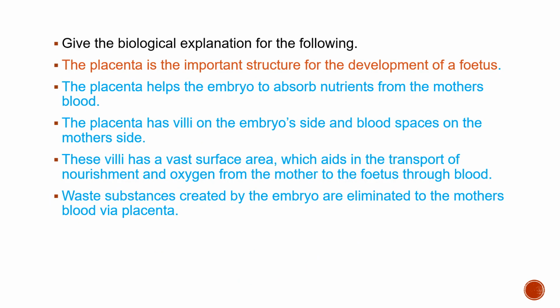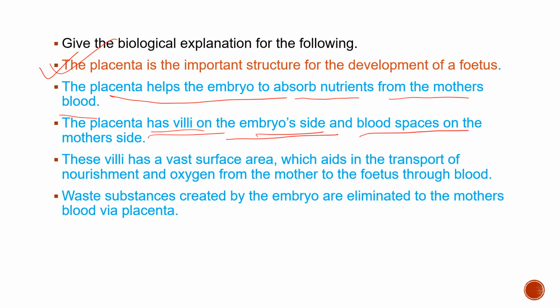Now here comes another question: give the biological explanation for the following. The placenta is an important structure for the development of the fetus. So how can we logically explain this? Now what is the function of the placenta? Actually the placenta helps the embryo to absorb the nutrients from the mother's blood. The placenta has a number of villi on the embryo side and blood spaces on the mother's side.